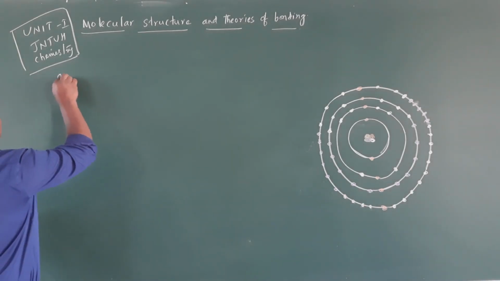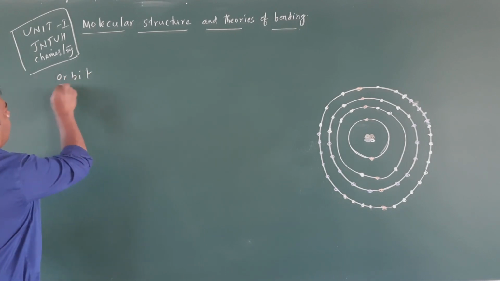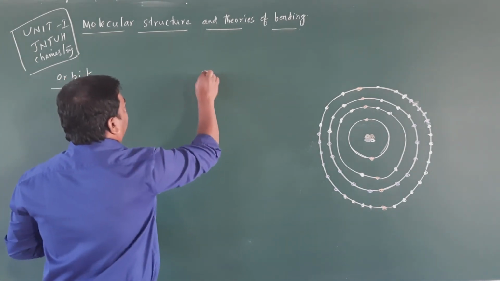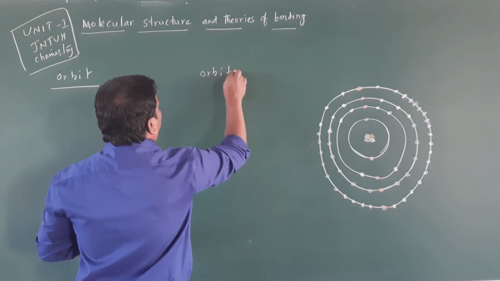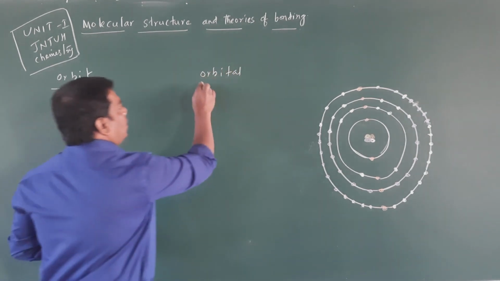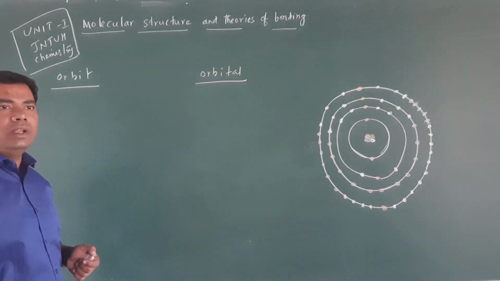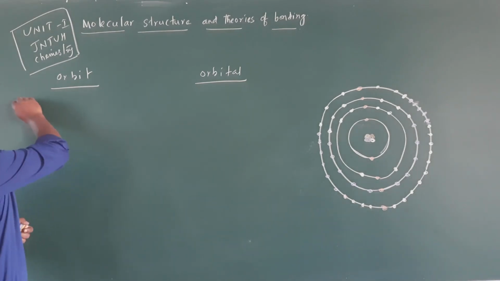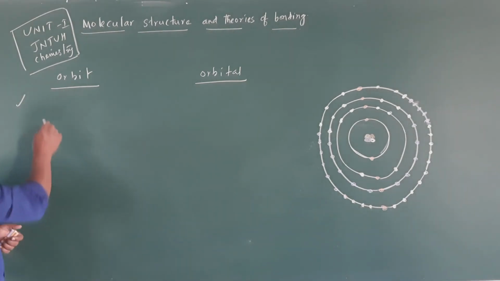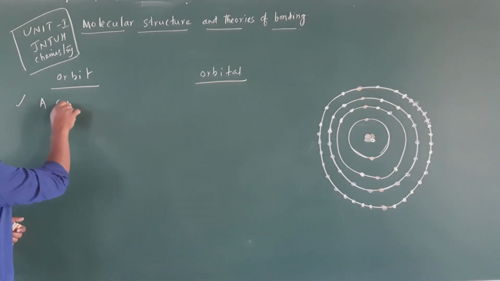What is orbit? And what is orbital? So what is orbit and what is orbital we will discuss. Orbit means nothing but a circular path.